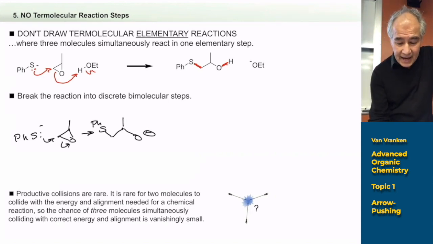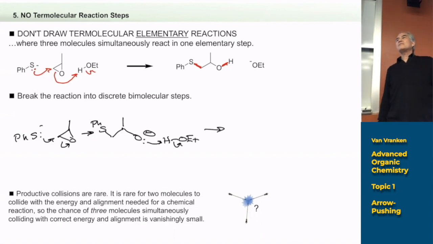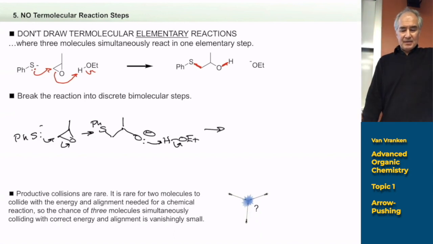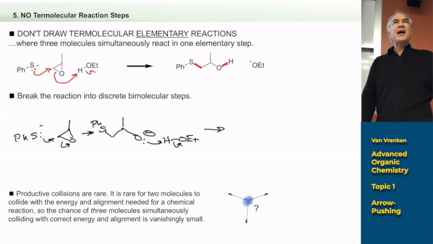And then in the next step, you can pull a proton off of ethanol. But don't have all 3 of those collide at the same time. It's not reasonable. It's not possible. It's a simple rule. But again, it's just statistically impossible. And I think when you cover stat mech, if you take the physical chemistry series, they'll talk more about frequency of collisions and things like that, collision theory.